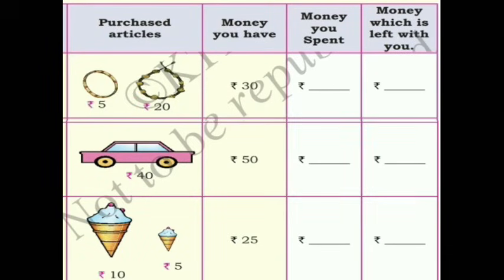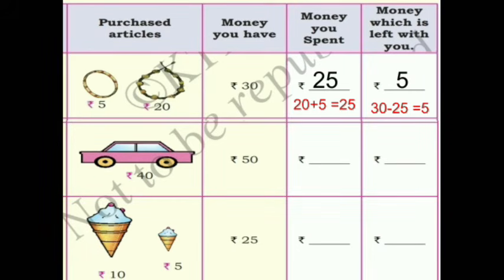Children, now we will do this sum. First we have 30 rupees. We brought a bangle worth 5 rupees and a bracelet worth 20 rupees. How much money did we spend? 20 rupee plus 5 rupee. 20 plus 5 is equals to 25 rupees. We spent 25 rupees. Now, how much money left with us? 30 minus 25 is equals to 5 rupee. Therefore, 5 rupees left with us.